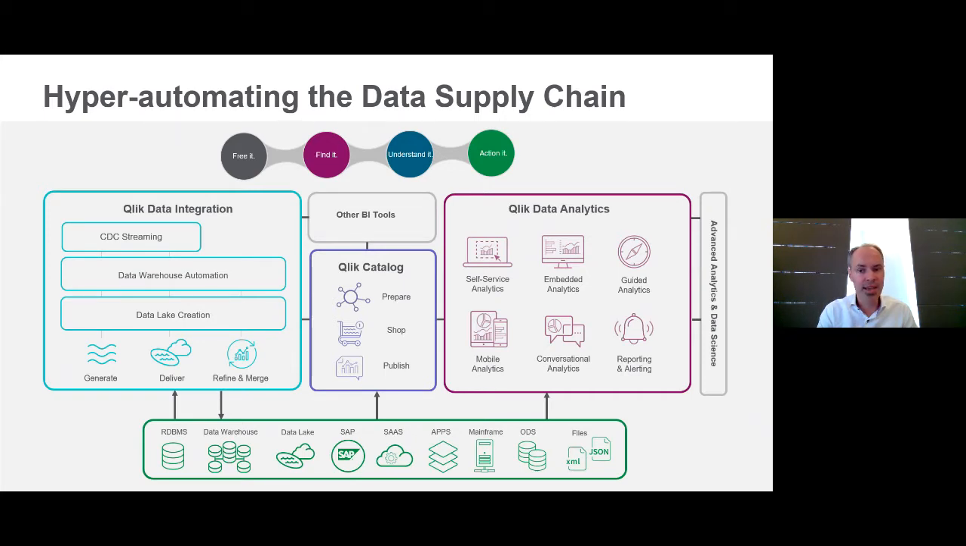And this capability takes data from any location and can move it to wherever we need it. The data integration platform supports that notion of change data capture and real-time streaming of data into target locations. And it enables our customers to fully automate the process of managing and curating data warehouses, and ultimately drives the notion of data lake creation, supporting the migration of data into cloud environments as we generate, deliver, refine, and merge data from all sources into the targets that are relevant for your analytics use cases.